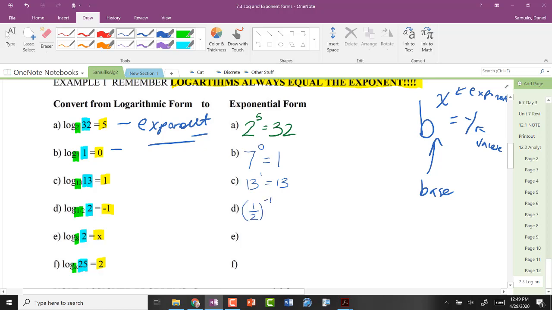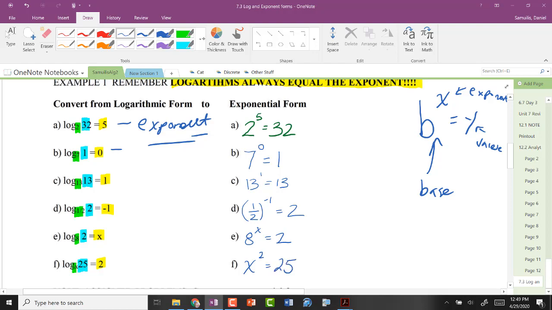1/2 to the -1 equals 2. That is true, because what happens when you take a negative exponent? These flip places. So when I take this to a negative, it gives me 2. 8 to the x equals 2. And lastly, x squared equals 25.